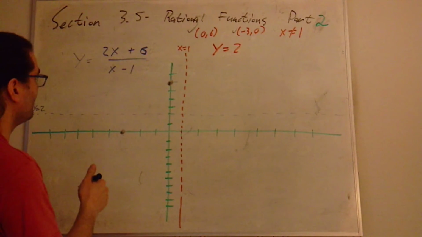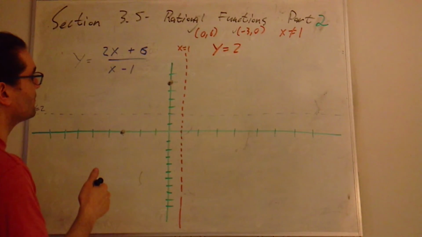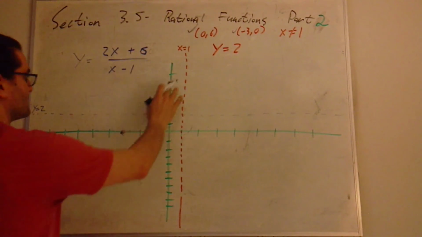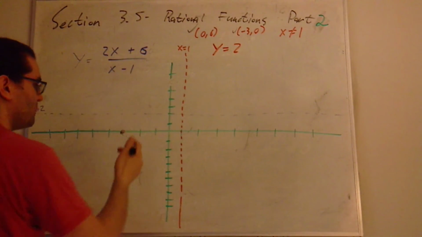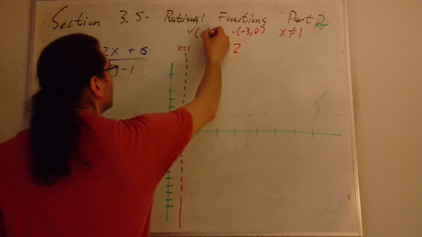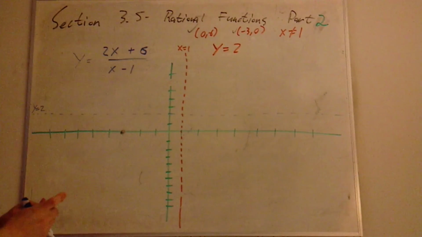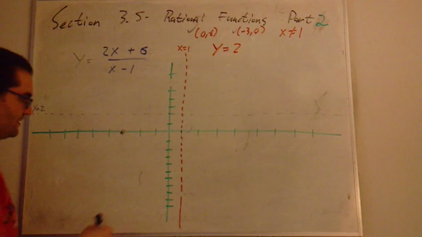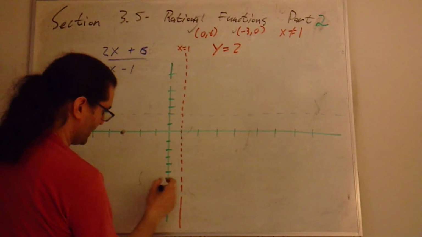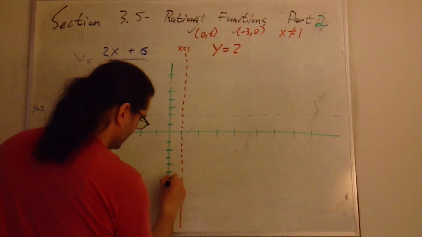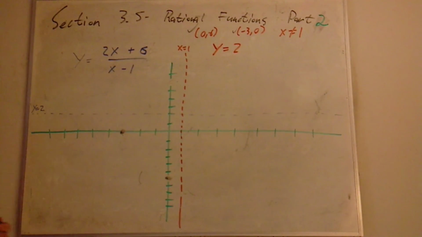Wait, are we ready to graph? Did I do something wrong? Oh, this isn't positive 6. This is negative 6. It was down there. What am I doing? When x equals 0, this should be negative 6. It's down here. That makes a lot more sense for this graph. Marker's not doing so hot anymore.